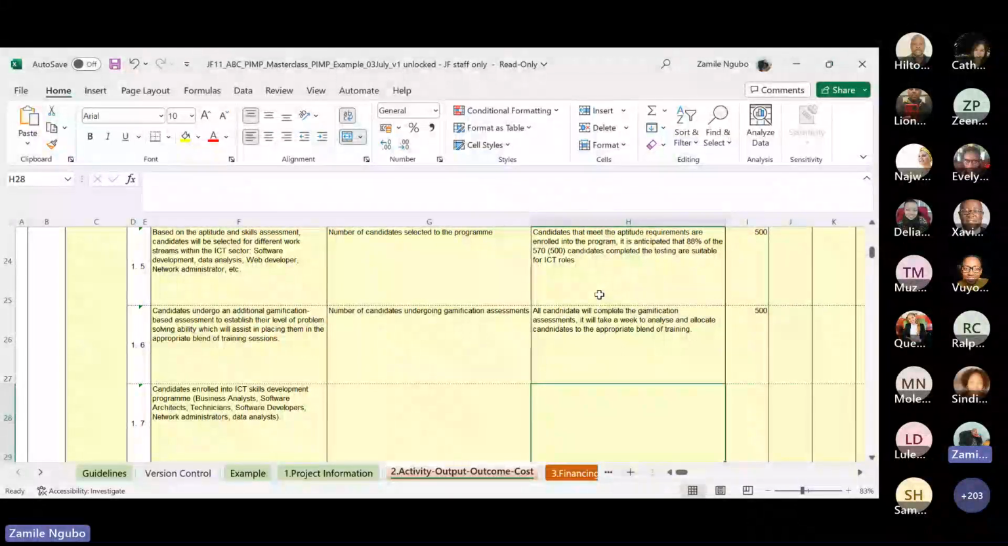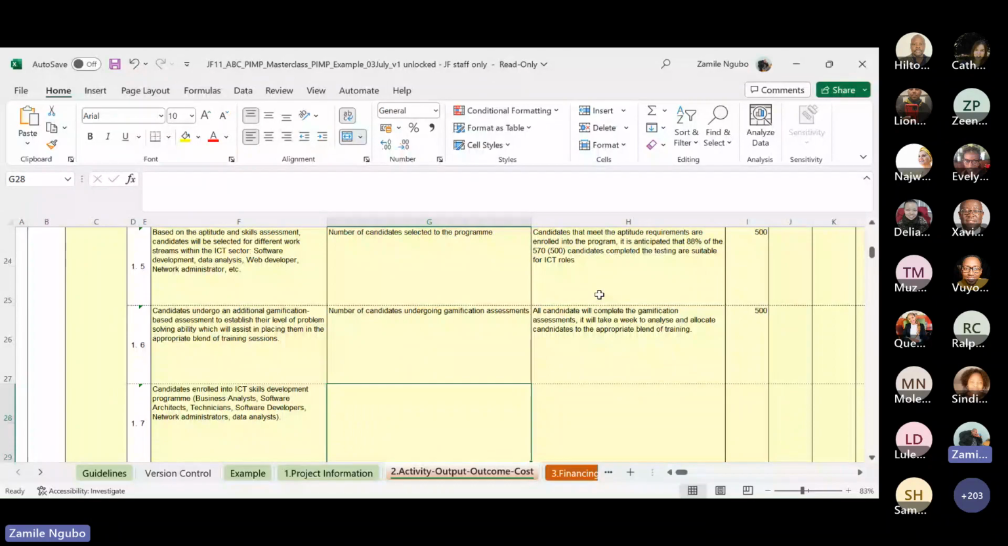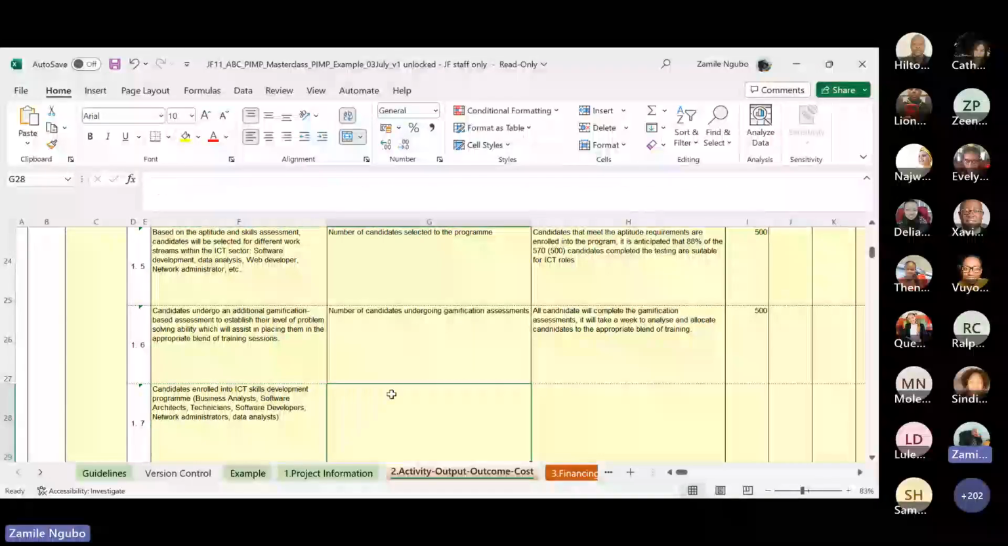Let me then move to the next sub-activity. So candidates enrolled into the ICT Skills Development Program. These are business analysts, software architects, technicians, developers, and administrators. So here we will have to allocate those who completed the gamification. So we allocate them to different roles as specified here in the sub-activity.